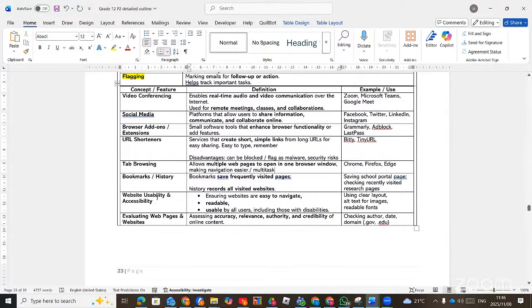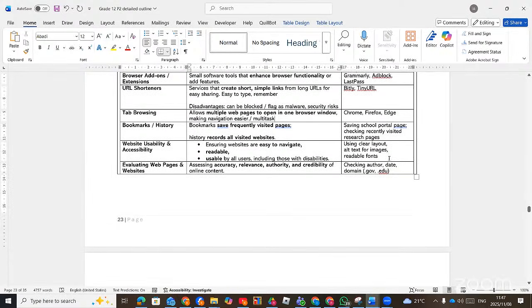Now, website usability and accessibility. When you are using a website, you must ensure that it's easy to navigate. The factors to consider: it must be readable and usable by all users. That is by having a clear layout, alt text for those with visual impairment, and then a readable font also. So these are the factors you need to consider.